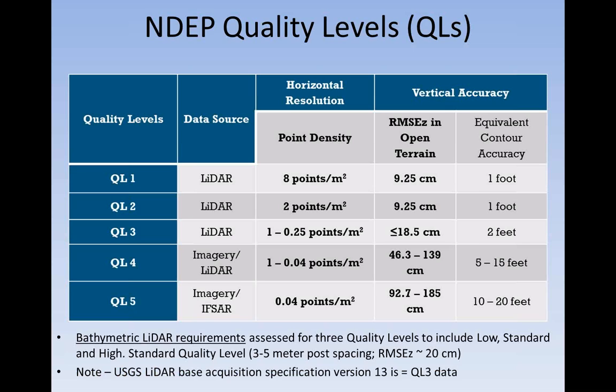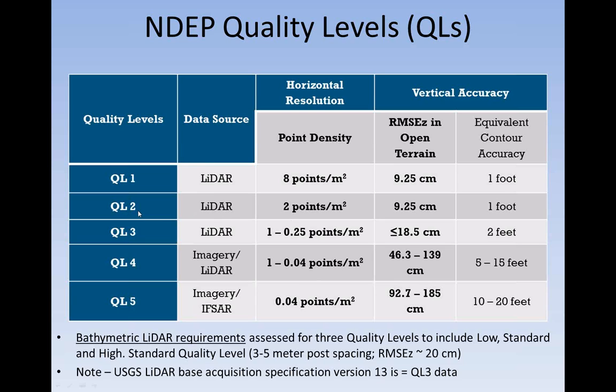That means how many points those LiDAR pulses get per square meter, so how many pieces of information you're going to get back for each square meter. Obviously, the more, the better. It's going to give you more information. So from QL3, which is what most of our archive is in right now, you have between 1/4 to 1 point for every square meter. And vertically, those are accurate to equal to or less than 18.5 centimeters, so 2/3 of a foot vertically. Pretty good stuff compared to what we've been used to working with.